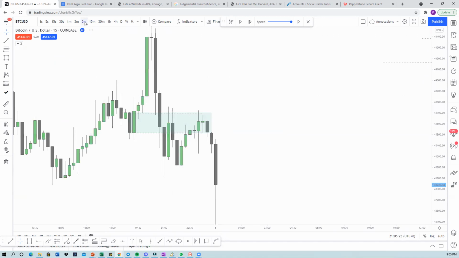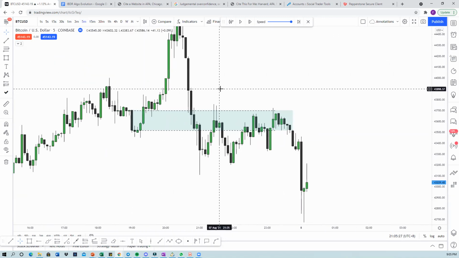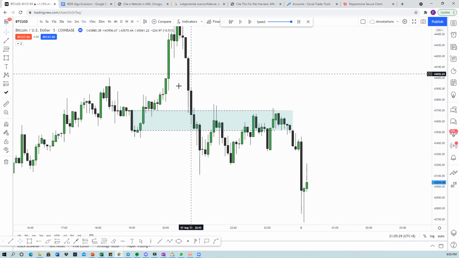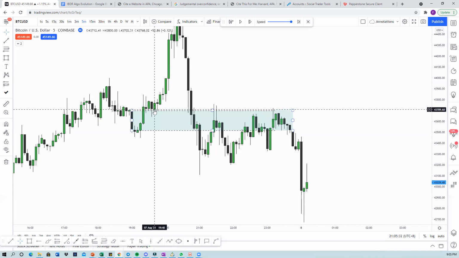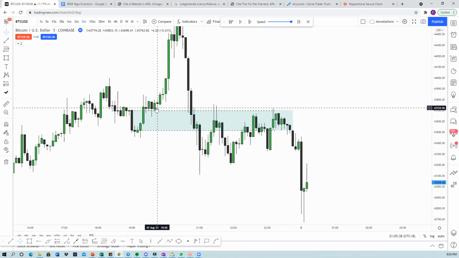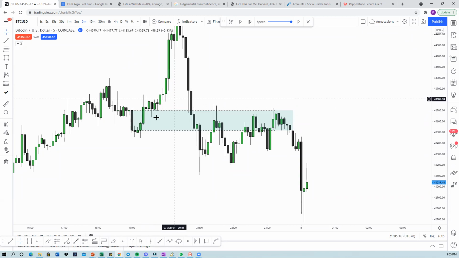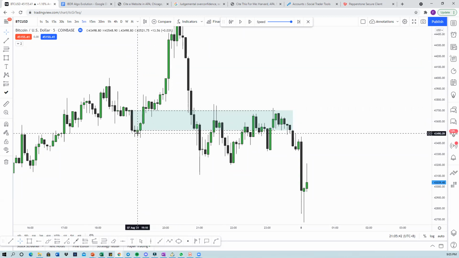Then on the 5 minute chart, you can clearly see that the change in the state of delivery actually occurred over here. This bullish candle here. This is where the change in the state of delivery has occurred on the 5 minute chart. So this is how you can refine it. Yes, on the 15-minute chart, it was this portion here. But if you want to refine it, it's this portion.